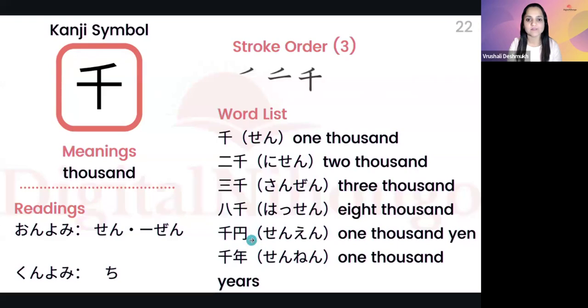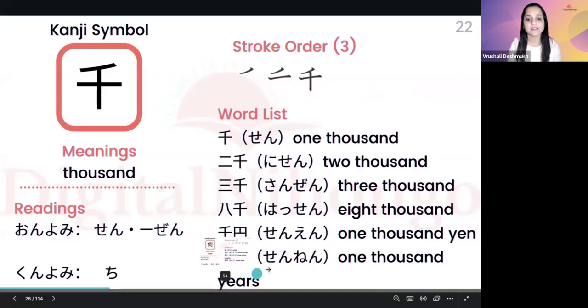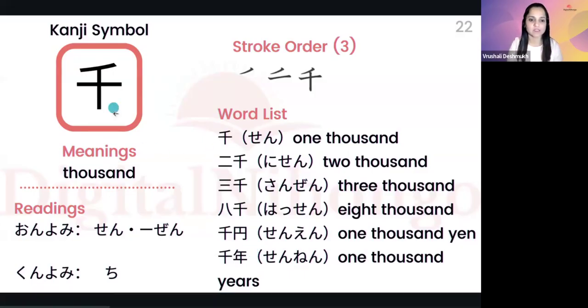Then sen en. This is a very familiar kanji. This is the kanji of en, which is the currency of Japan. So sen en is 1000 yen. Then sen nen is 1000 years. Nen is for year, sen nen 1000 years. The kanji symbol is very simple. If you remember, we have learned the kanji of 10. You are giving just one more stroke here.